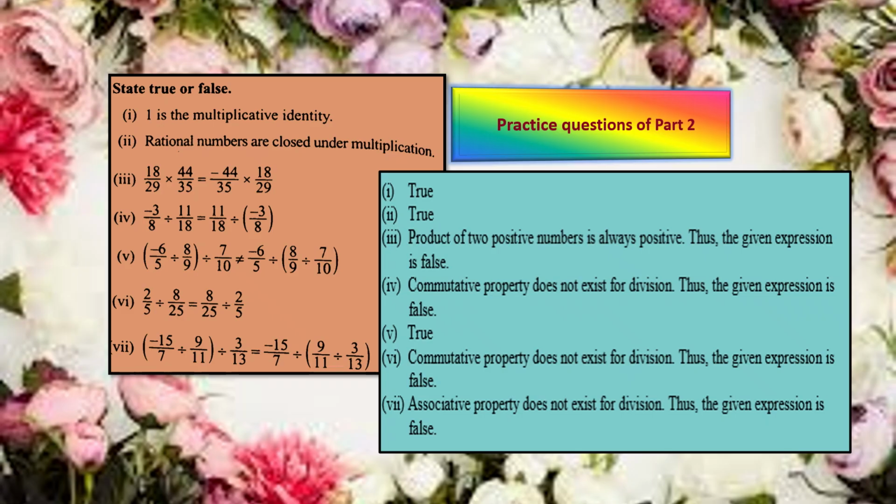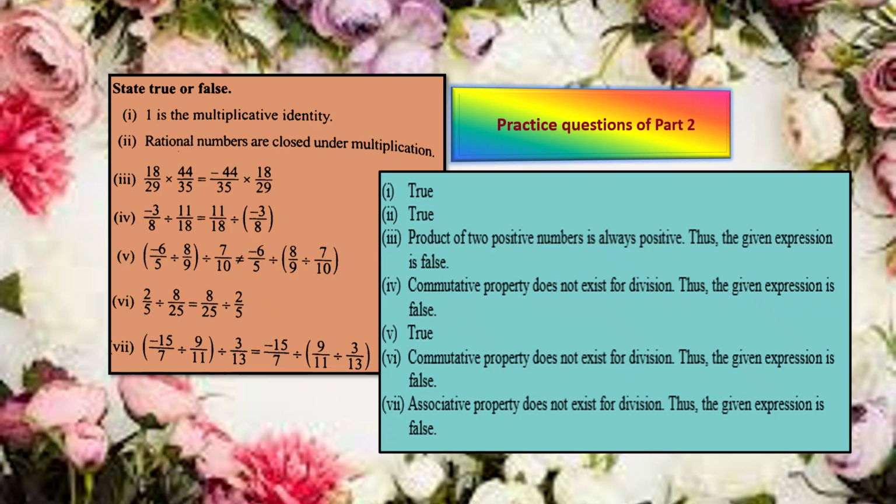Fourth one, division operation, and the two numbers appear to be same, but as two numbers are not commutative for division, we cannot say that it is true. It is again false. Minus 3 by 8 divided by 11 by 18 is not equal to 11 by 18 divided by minus 3 by 8. We have studied. Simple examples only illustrate this. So here it is evident.